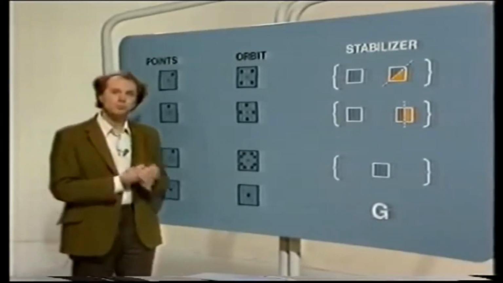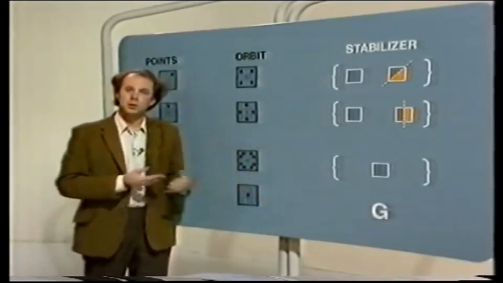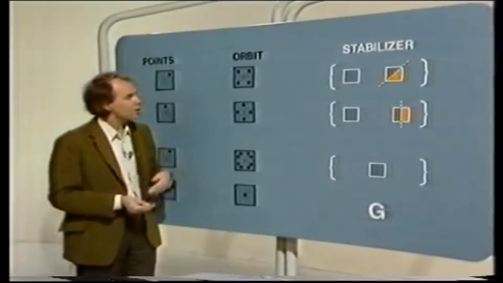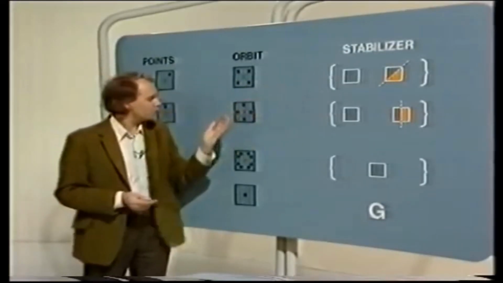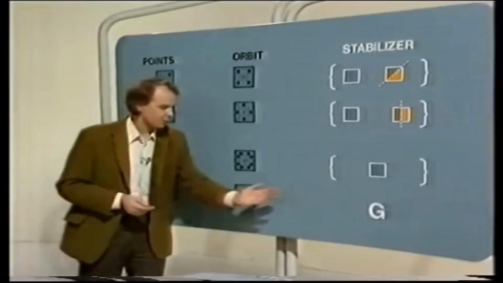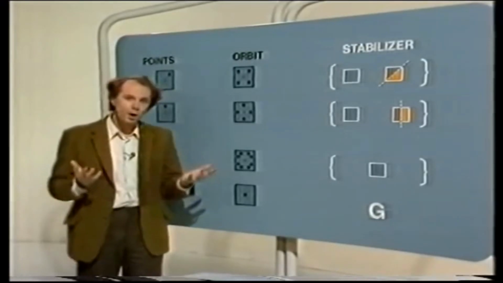In fact, in this case, the product of the number of points in the orbit and the order of the stabilizer is always equal to the order of the group. You see here the order of the group is 8, and we have 4 times 2, again 4 times 2, 8 times 1, and 1 times 8. This is not just coincidence, but why?